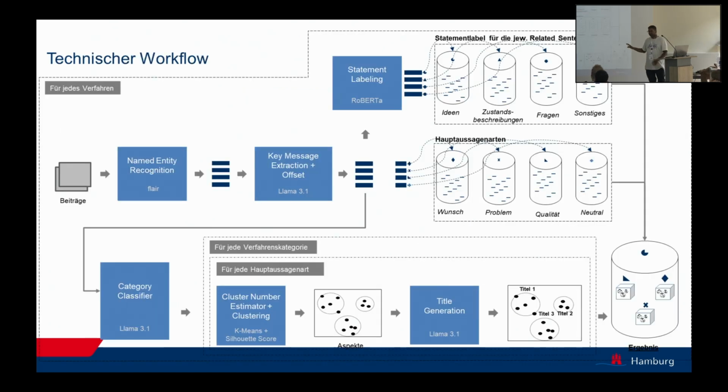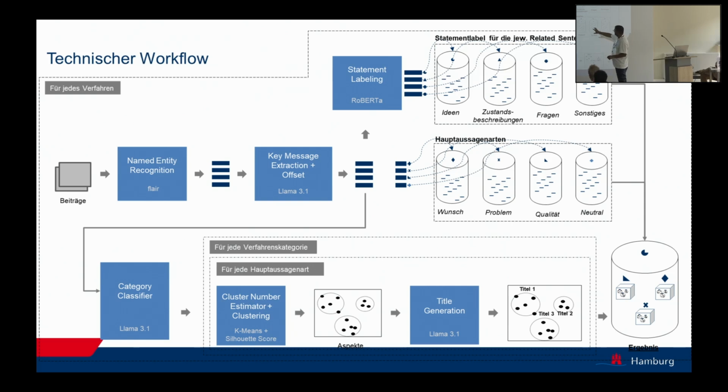Just to summarize, this is our workflow, our pipeline. For each proceeding, we take the contributions. We have a service for named entity recognition, as Christian told you, because sometimes in a contribution there's something like: this spot is very nice, thank you very much, Heinrich Müller. So you have a name, and as a city department, we don't want to handle any kind of personal data. This is why we have this named entity recognition system. Then we extract the key messages, and we do the statement labeling. We use Llama 3.1 for this, so it's an open source model. For the statement labeling, we have trained a small model.